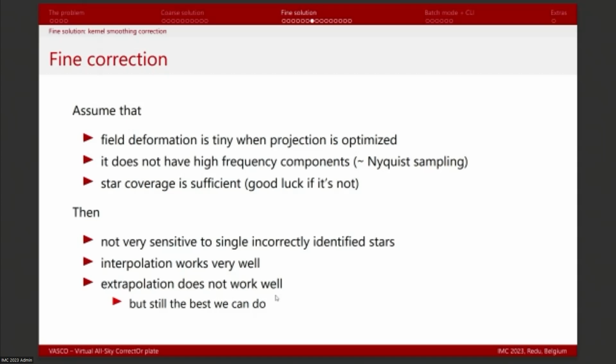The good thing about this method is that it's not very sensitive to single incorrectly identified stars. So if there is 1 or 2 or 5, it's not much of a problem unless the meteor is passing exactly through it. But then again, you see it, so you can correct for it.